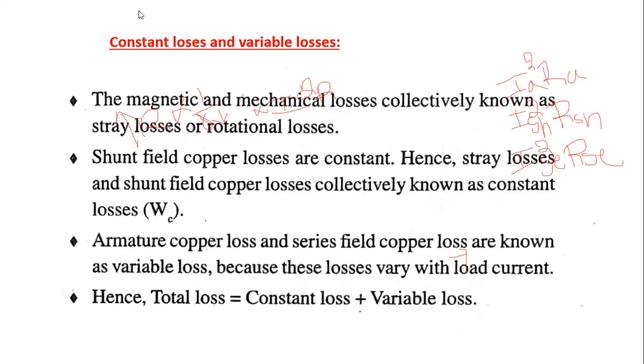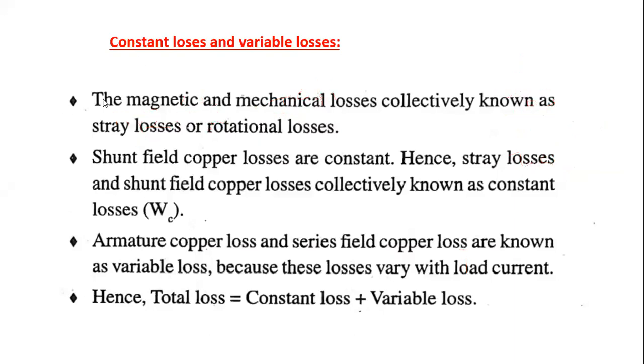Next, coming to the constant losses and the variable losses, that is very important for solving problems in the case of efficiency or losses. What are the constant losses? Shunt field copper losses and stray losses are the constant losses, and the variable losses are the armature copper losses and series field copper losses.